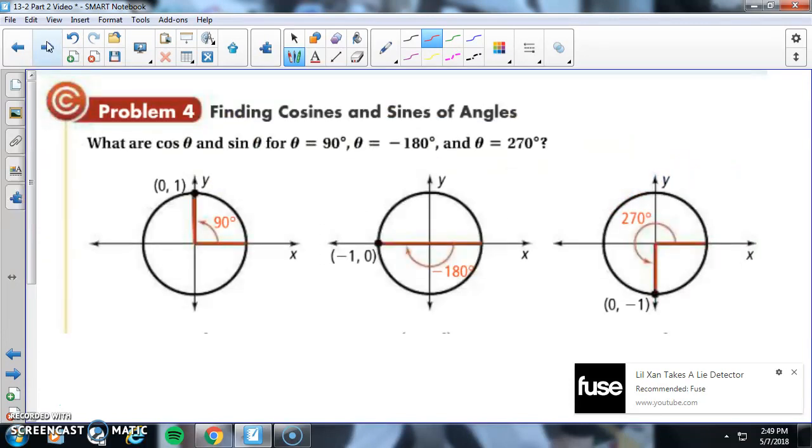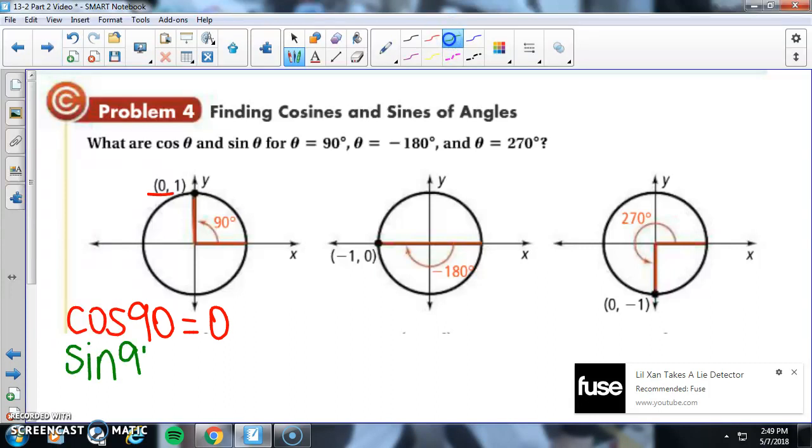Finding cosine and sine of angles. Find the cosine and sine for theta equals 90 degrees, negative 180 degrees, and 270 degrees. So the first thing we're going to do is draw it, then find the coordinates. The cosine of 90 degrees is equal to our x-coordinate, 0. Our sine of 90 degrees is equal to our y-coordinate, 1.